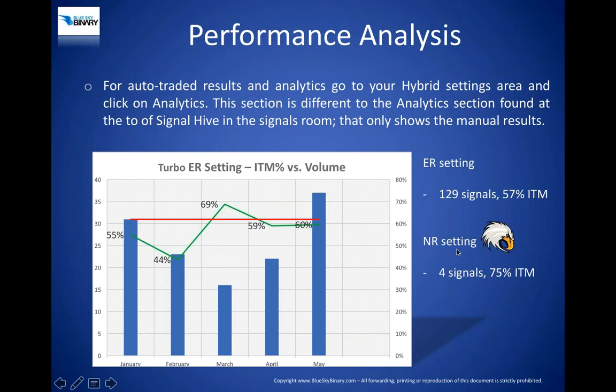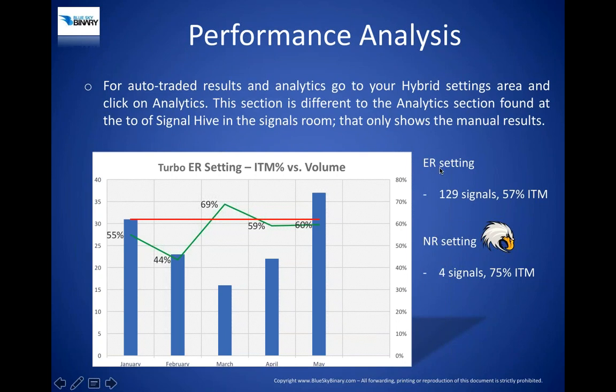Actually, the turbo did make a bit of money if it was on the no risk setting, which is a very, very low risk setting. Okay, and it was only 4 signals in the last 5 months, so under a signal a month, right? But it did win 3 of those signals. Okay, now the data set is small, so it's maybe not that reliable, but you have 2 options right now.